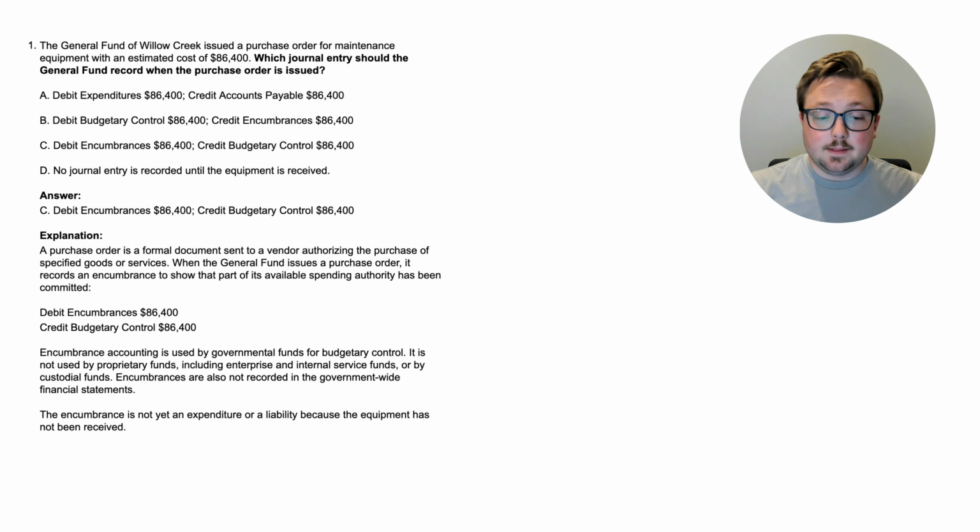Now, at the very end, the encumbrance is not yet an expenditure, and we'll talk a little bit more about that, or a liability because the equipment has not been received. So again, when it comes to governmental funds, you use encumbrances to basically say, yes, this purchase order is true and it's claiming that we're going to buy this thing for this amount. So we have set aside this money or basically committed this money to buying this thing. That's essentially what an encumbrance is, and that's the basic journal entry for it. Now let's go to the next question to learn a little bit more.